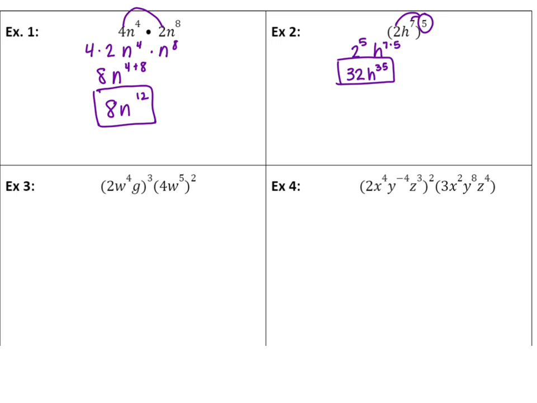Let's look at 2 more examples here. Okay, this one is a little bit more complex. It looks like we have some power of a power and product of powers.